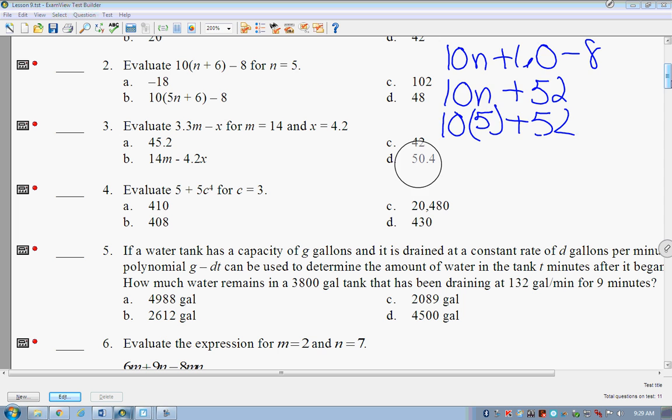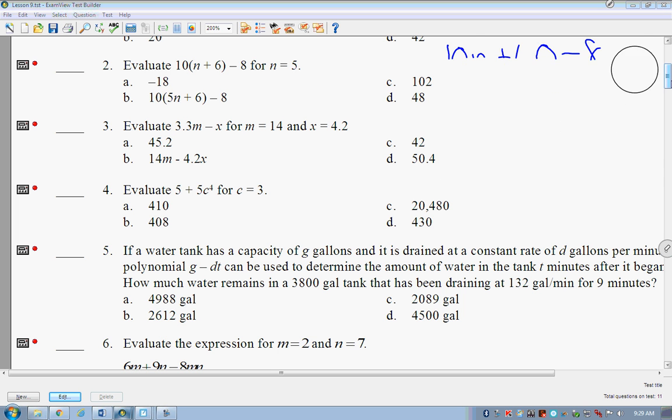There's probably a lot of you that are just going to solve it numerically. I'm going to substitute, and then I'm just going to solve like normal. All right. So I'm fairly confident. Like for number 3, you're going to substitute in 14. So you're going to take 3.3 times 14 minus 4.2, right? Okay. You're going to do that. You come down here. You can't simplify that expression.